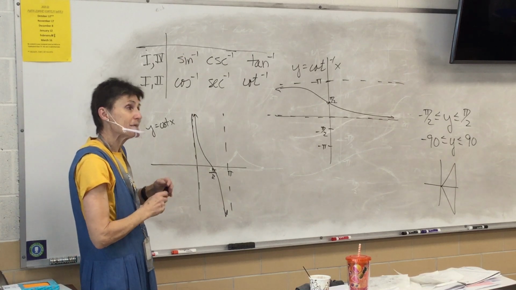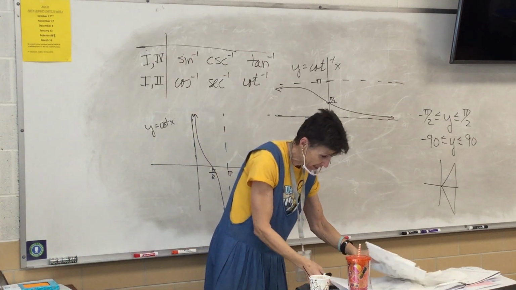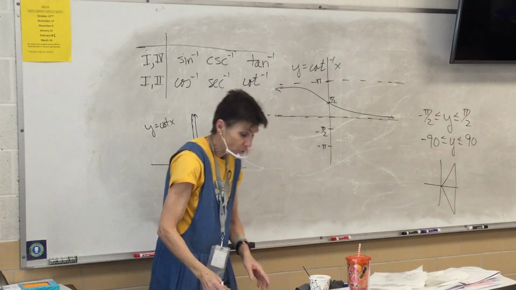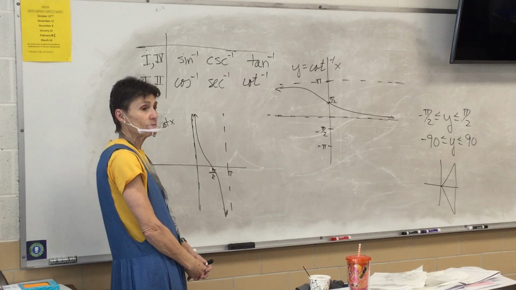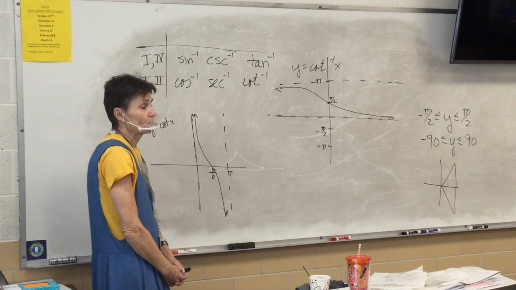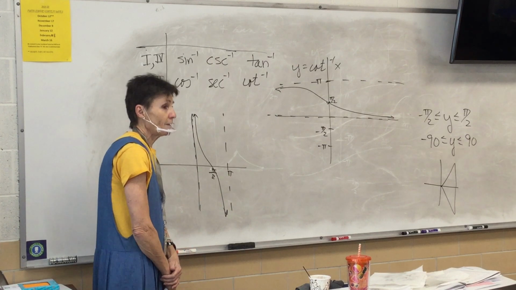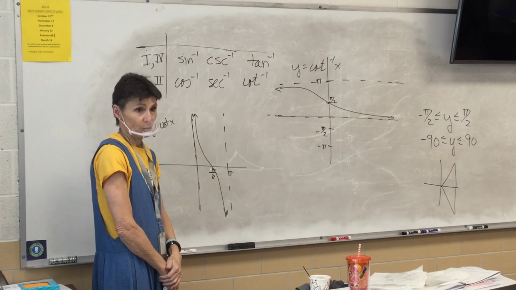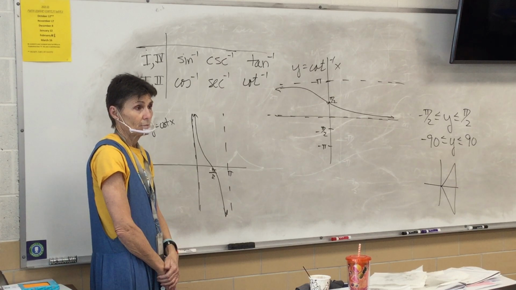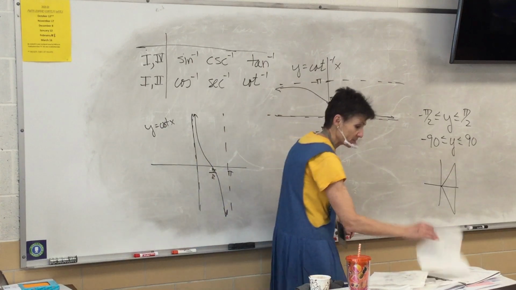So you have 3 of them that when you do them by hand, which is our very next thing, you will be in quadrants 1 and 4 only. Positive in 1, negative in 4. And then you'll have 3 of them that are positive in 1, negative in 2. All right, let's see what this looks like then in terms of problems.